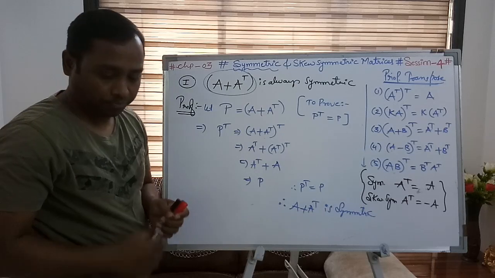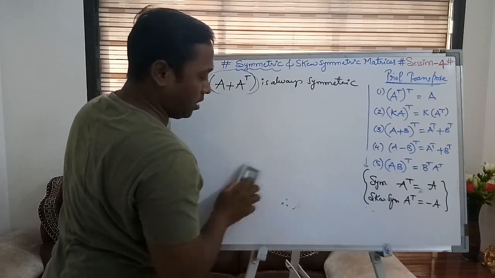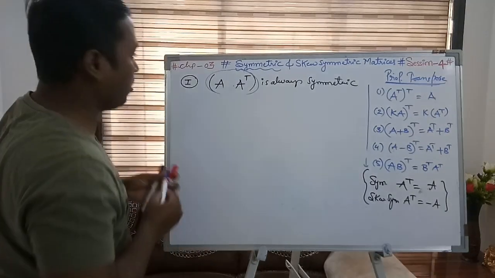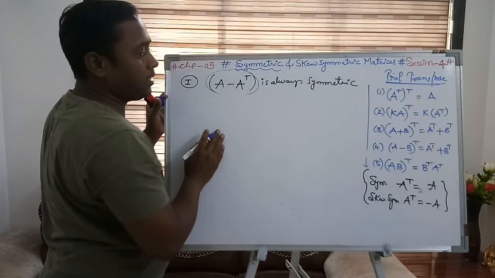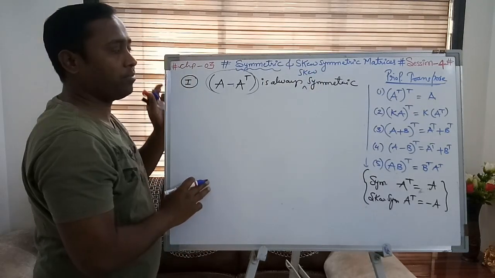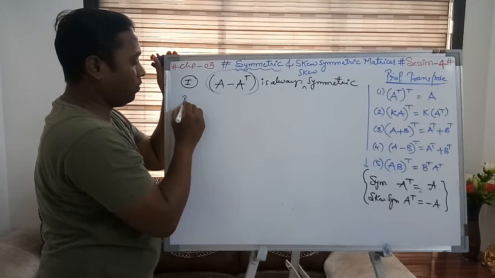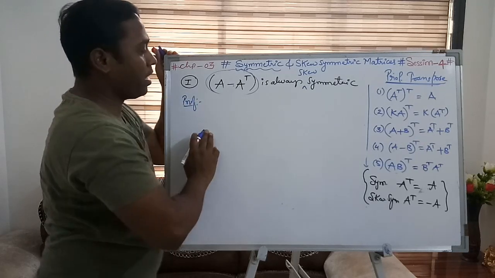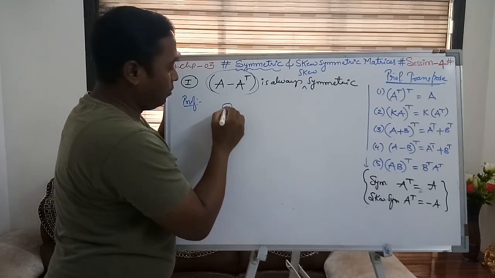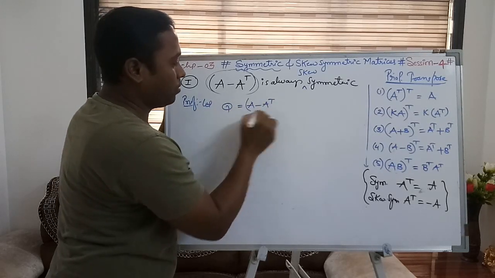Now the second proof. These are standard results basically. Now the difference. We are talking about the difference. A minus A transpose is always skew symmetric. I repeat, A minus A transpose is always skew symmetric. Now how can I prove it in the same manner? It's so simple to prove. What I do here is assume this operation as Q. So let Q be equal to A minus A transpose.